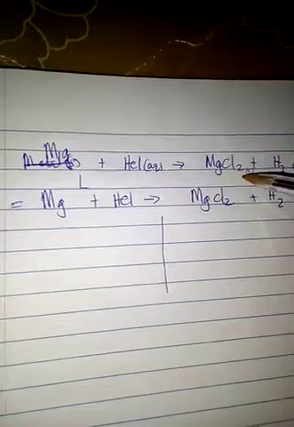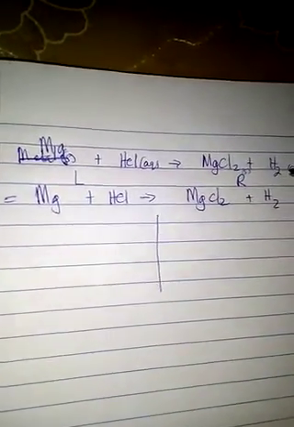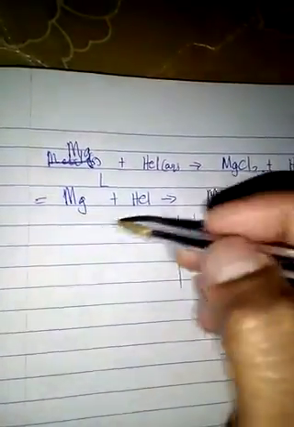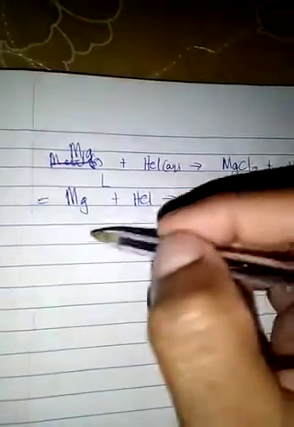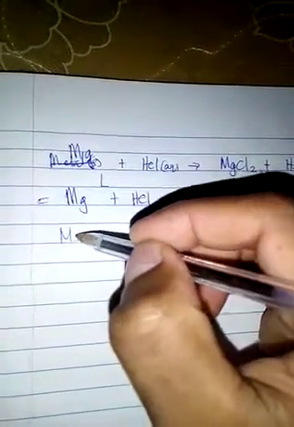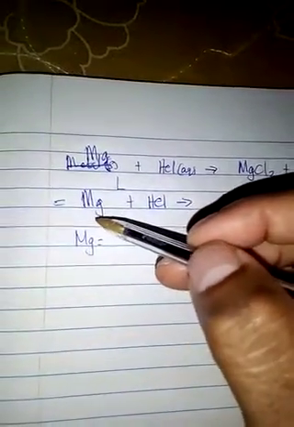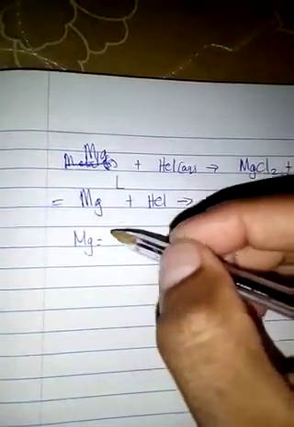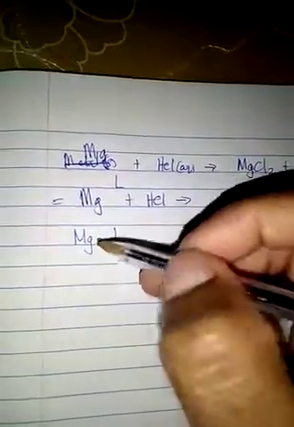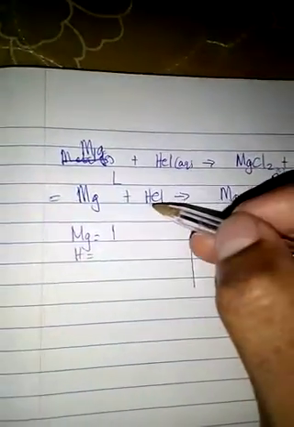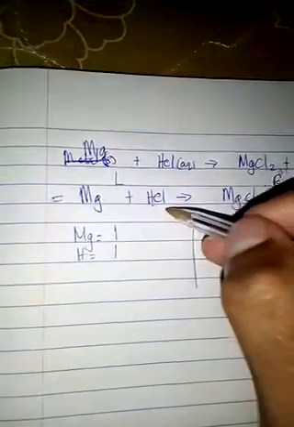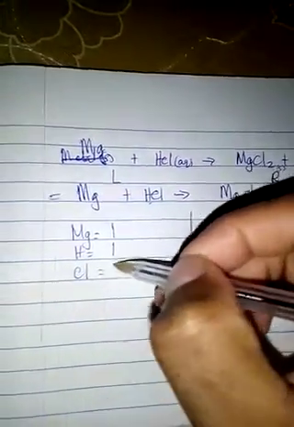atoms on the left and the right side of the equation. So how about you write down magnesium. How many magnesium on the left? When you look at this, there is only 1 magnesium. And what about hydrogen? Hydrogen is only 1 hydrogen there. Chlorine, we have 1 chlorine.